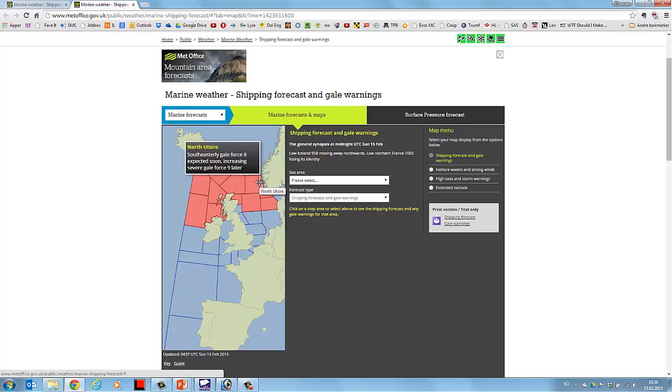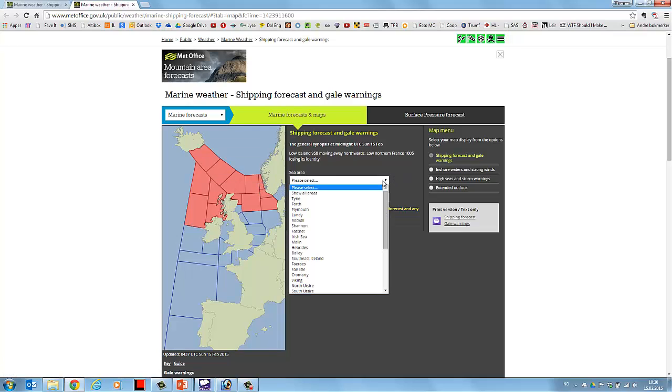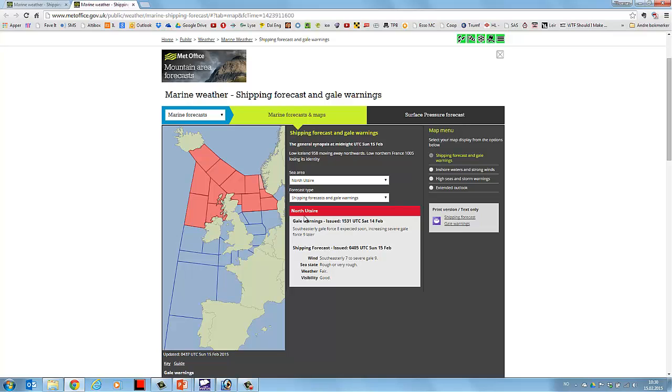So when they say force 8 and force 9, they're referring to the Beaufort scale. Let's just see here, North Utsira, and here you go. You have the different types of forecasts that are offered. Here I have both the shipping forecast and the gale warning.